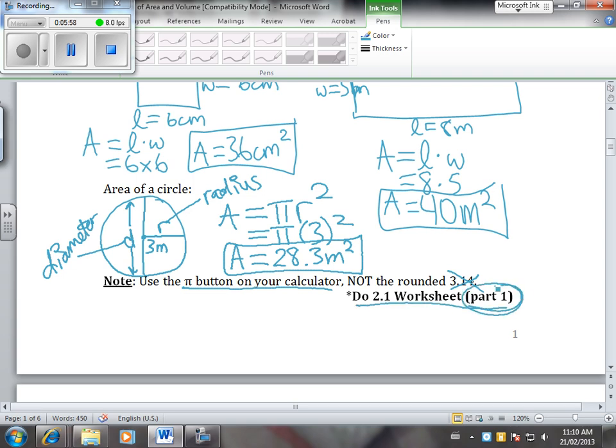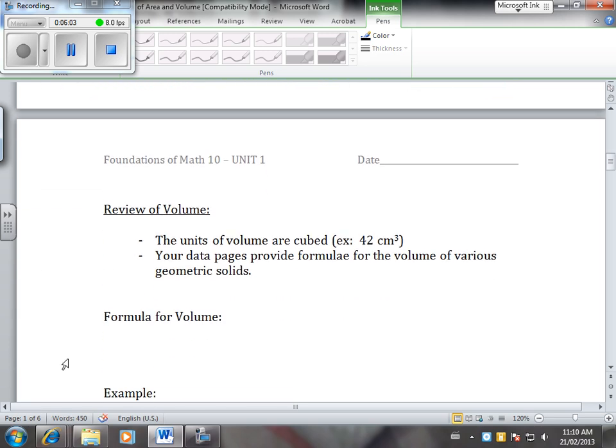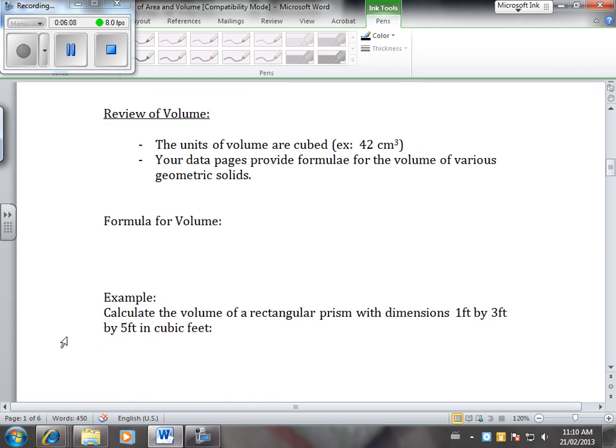We'll practice basic formulas for area, but I'm going to move on so you can stop the video and come back, or just keep watching and do it all at the end. So for volume, if we're working with volume, we want to cube our values. So centimeters cubed, or meters cubed, or kilometers cubed, or feet cubed. Okay, so volume is cubed, area is squared. And again, your data pages will have these formulas on page 3.